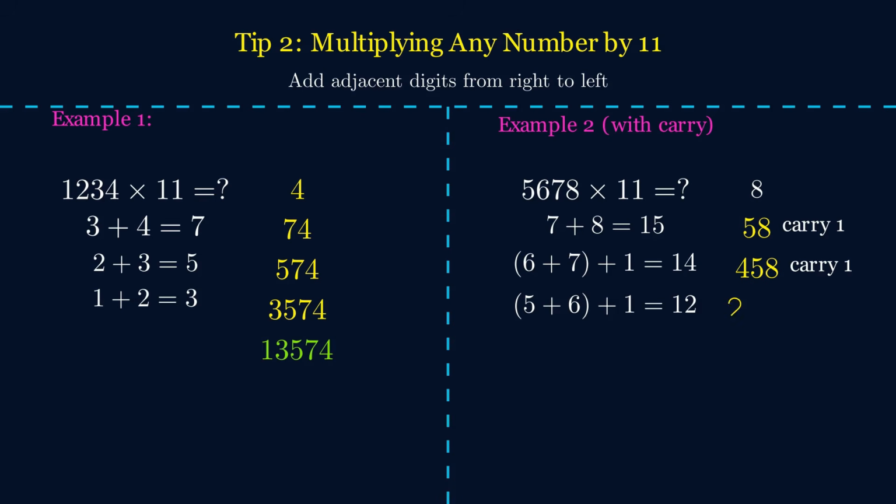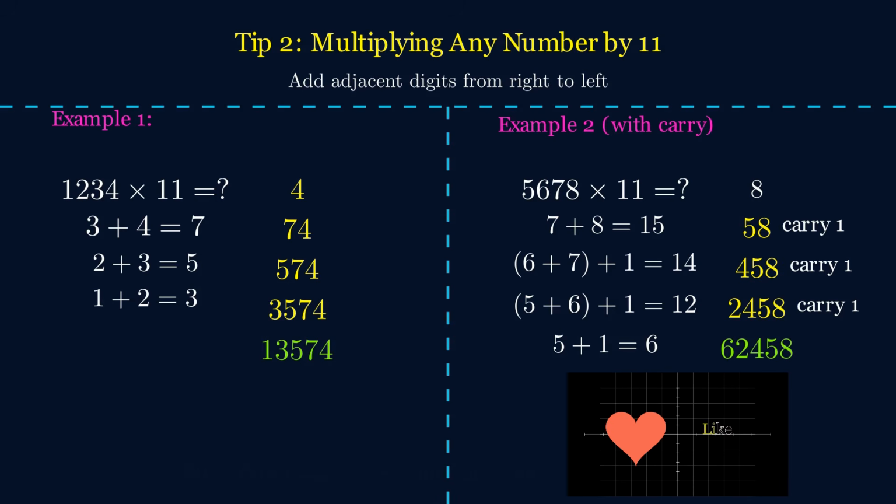Then 5 plus 6 equals 11. Add the carried 1, that's 12. Write 2 and carry 1 one more time. Finally, add the carry to the first digit. 5 plus 1 equals 6. Put it all together. 6, 2, 4, 5, 8. Or in full, 62,458.